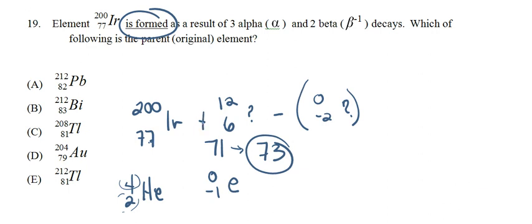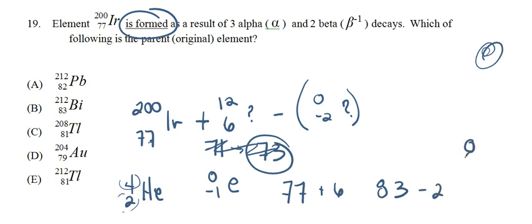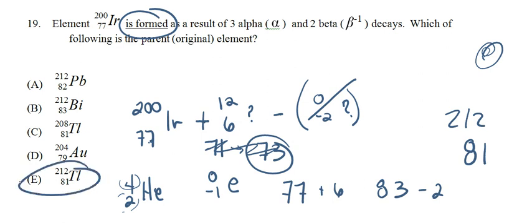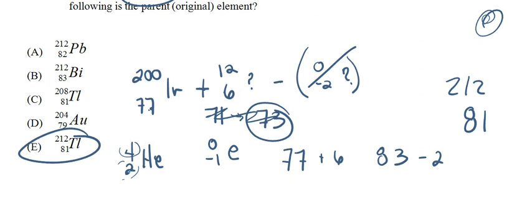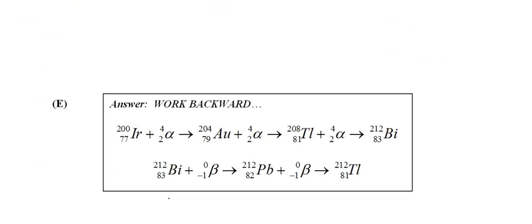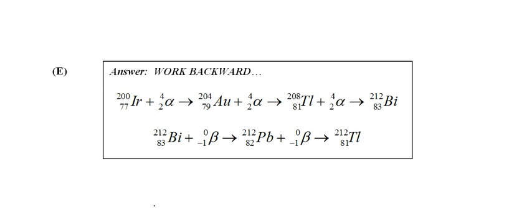All right, so we don't want to subtract, we want to add, because it's the end product that we're doing. So 77 plus 6, there we go. So it's 83, and then we will subtract 2 instead of adding it. So our bottom number is 81. And then 212. So 212, 81. Hopefully it's thallium, TL. So E. Good. Sorry about that. Got to read the question a little more carefully.